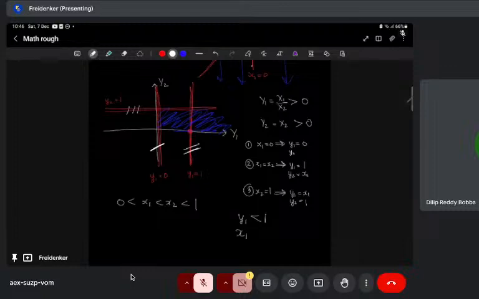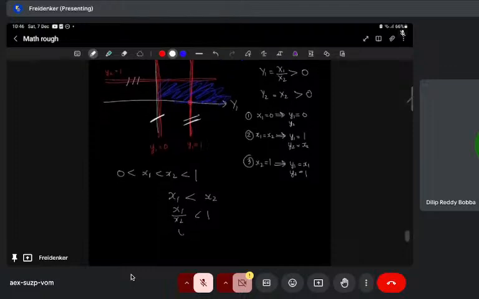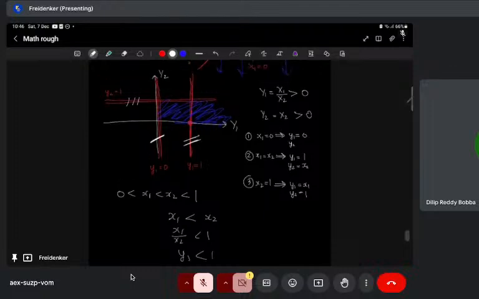Okay, fine. So we know x1 is less than x2. So x1 by x2 will be less than 1. And I know x1 by x2 is y1. So y1 is less than 1. So y1 is less than 1 means now we have to look at this region. So the intersection will now be this one. So intuitively also you could have told by looking at this that this is the region, but mathematically I've shown you how to find the region.